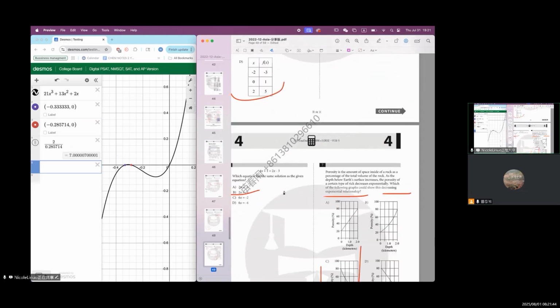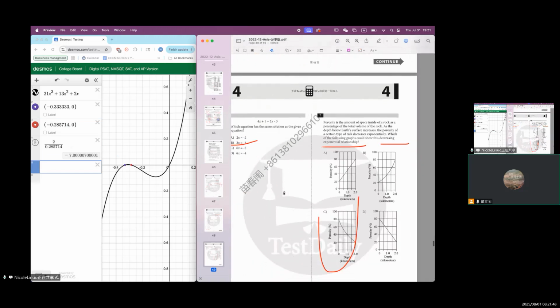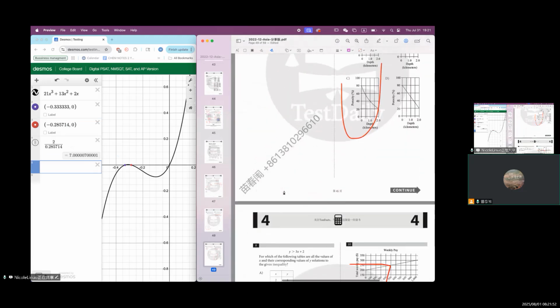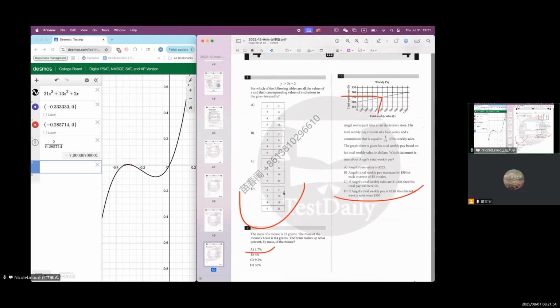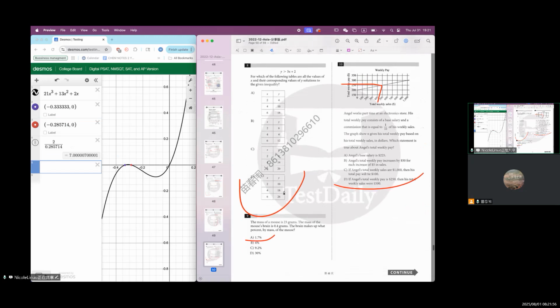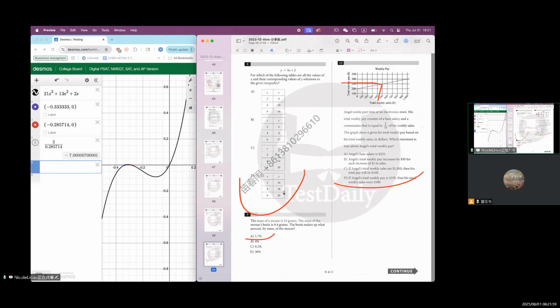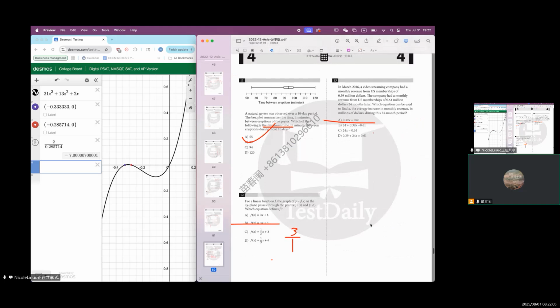I put B. 7, I put C. 8, I put D. 9, I put A. 10, I put D. 11, I put A. 12, I put B.